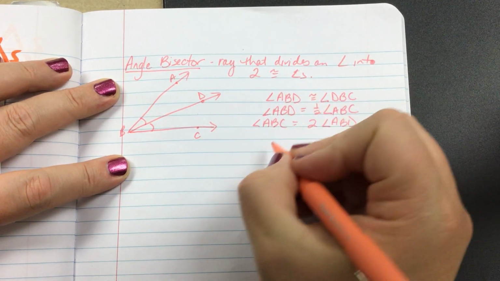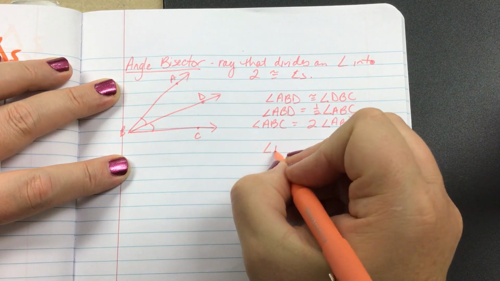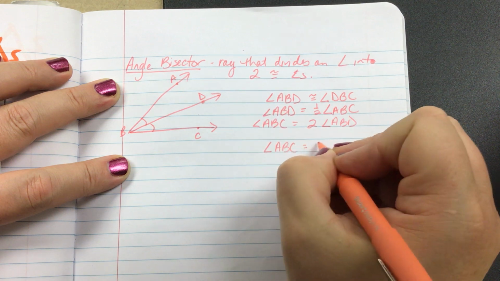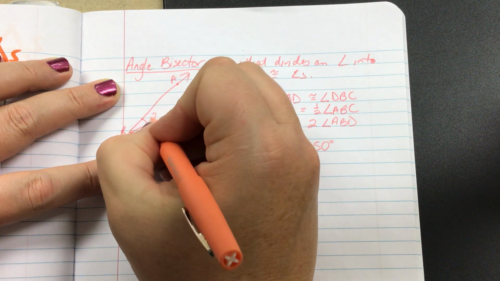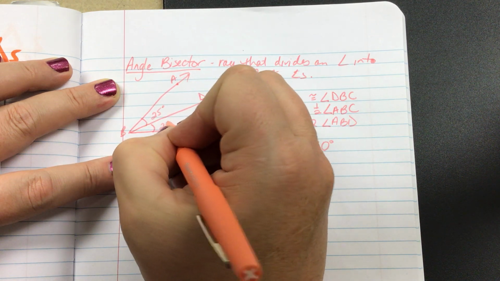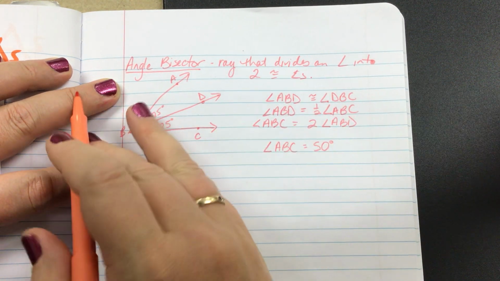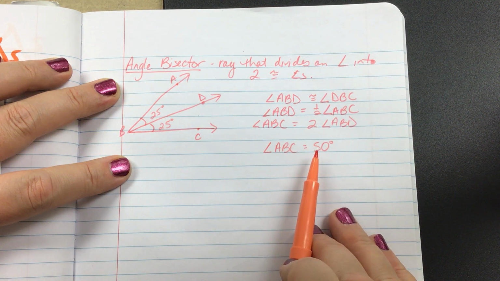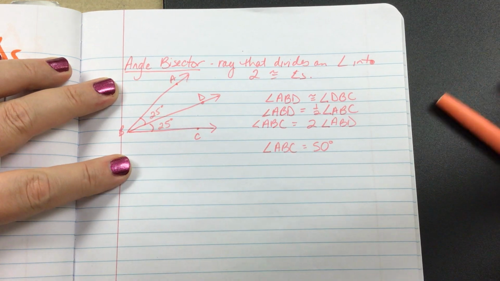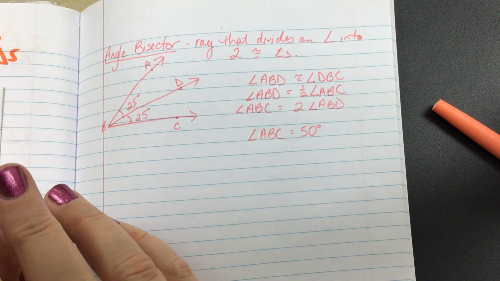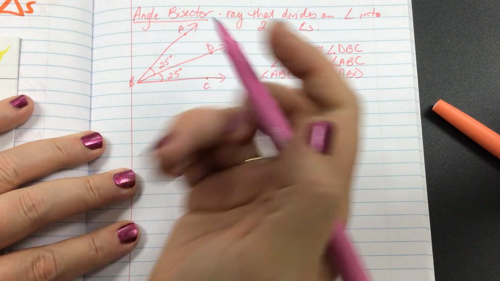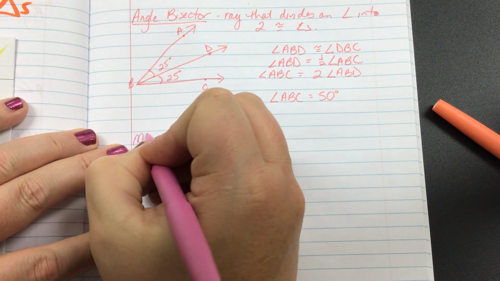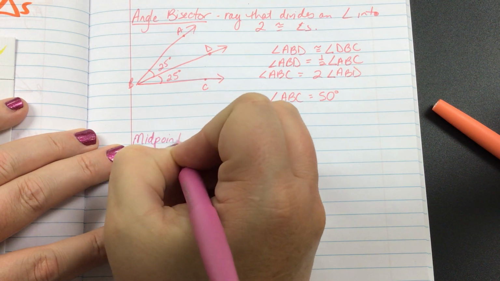So let's just throw in some numbers. So let's pretend the big angle ABC was 50 degrees. Then we could conclude that the two smaller angles, since it's split into 2 equal pieces, are going to be 25. Again, I would figure that out by taking 50 divided by 2 to give me 25. So that's angle bisector. The other term that we're going to talk about today is going to be midpoint of a segment.